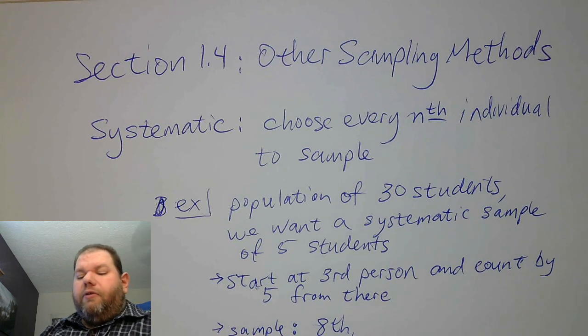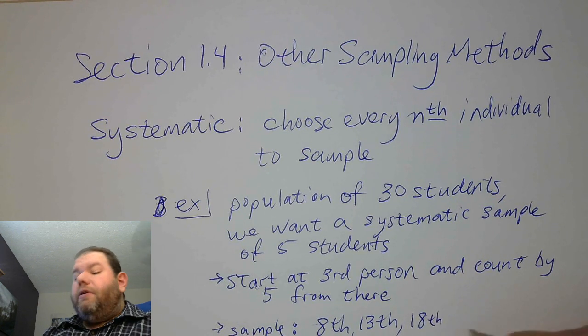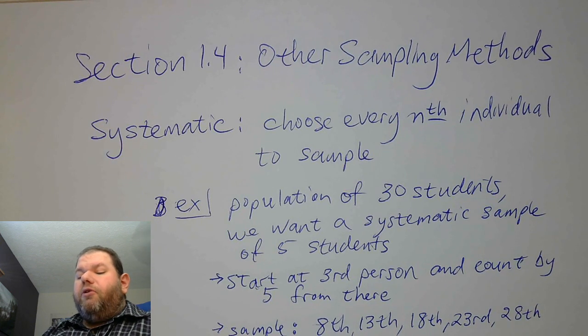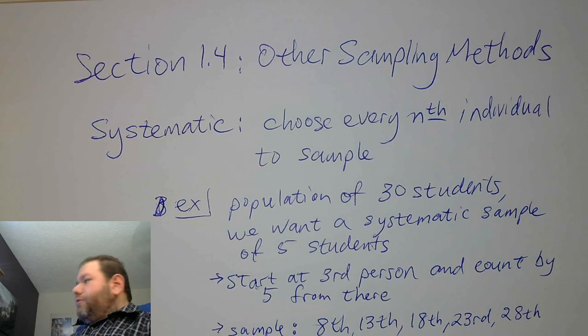So here, 3 plus 5, the 8th person, add 5 more, would get the 13th person, add 5 more, we would get to the 18th person, 5 more from there, we get to the 23rd, and 5 more from there, we get to the 28th person. So that would be our 5 people that we would use for our sample, and we achieve that through a systematic approach.